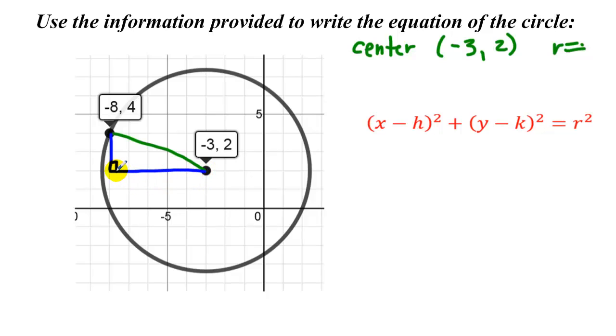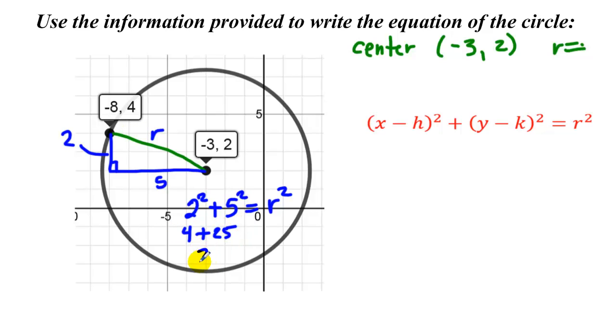So how long is that horizontal distance? If you count the grid, you got 5 units on the horizontal and it's 2 units on the vertical. So just some Pythagorean theorem work for us to do. We're going to go 2 squared plus 5 squared equals radius squared, r squared. And let me put r in the triangle too. All right, so I've got 4 and 25.